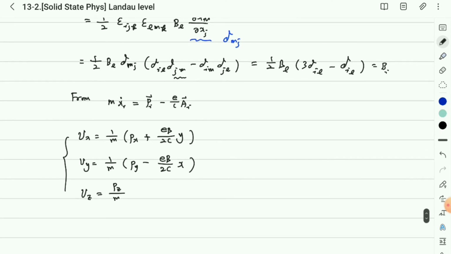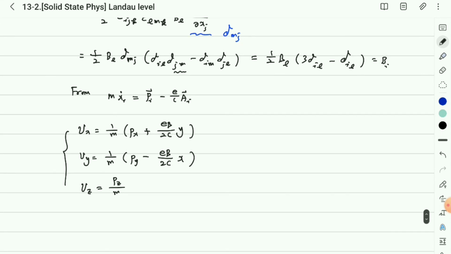And from quantum mechanics we know that the commutator of xi and pj is the Kronecker delta ij times i h bar, a quantum mechanical commutation relation. It is very important because it is due to the Heisenberg uncertainty principle. Therefore, by using this relation, let's calculate the commutation relation of Vx and Vy.